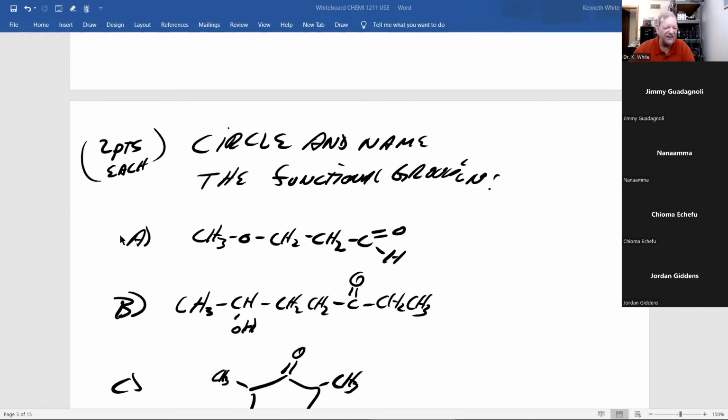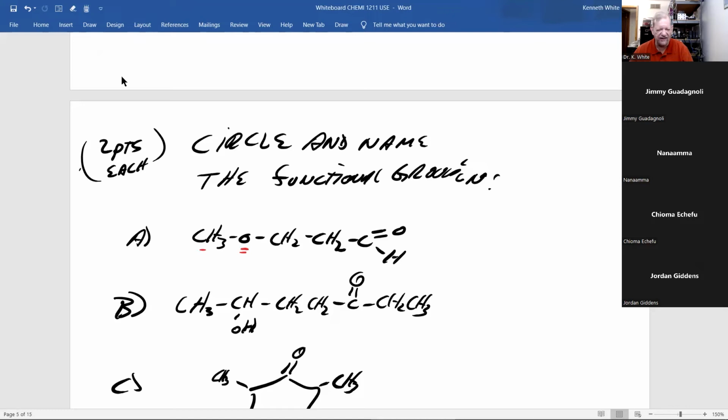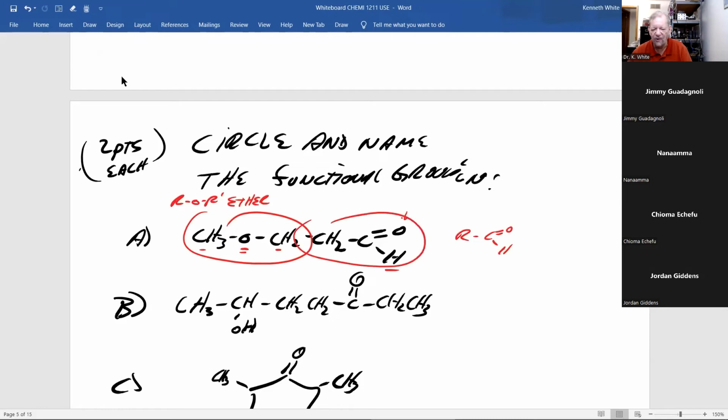Got your attention. All right, let's look at A. Now I'm going to go to a different color pen to have fun. Ooh, oxygen. It's bonded to carbon here and here. You don't have to do this, I will. And what's this? It's an ether. Ooh, something else, another oxygen. Notice that's double bonded to carbon with a hydrogen and carbons here. And what's this? It's an aldehyde.